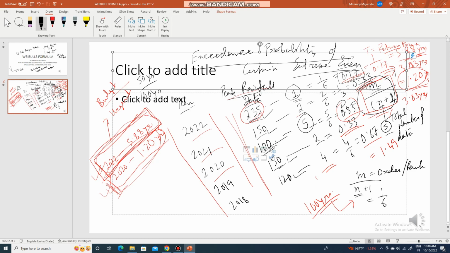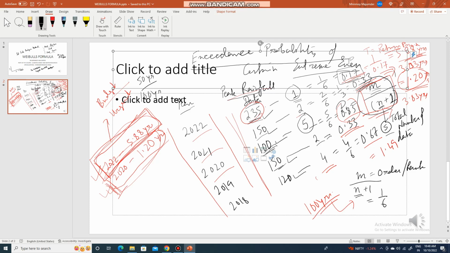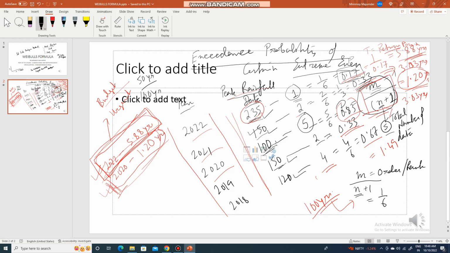So this is your probability. To calculate the return period, you just invert the probability. And when you invert the probability, you have the return period. So in this way, you get the second highest storm. This is 150.